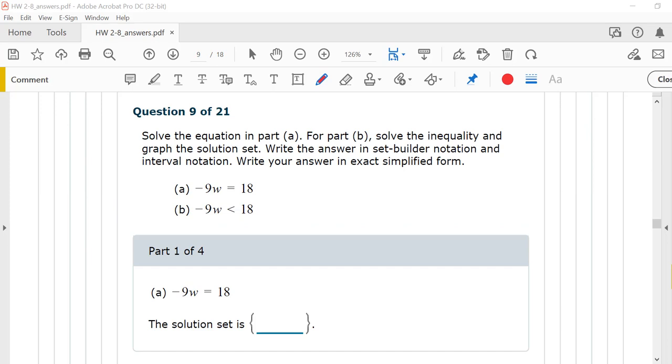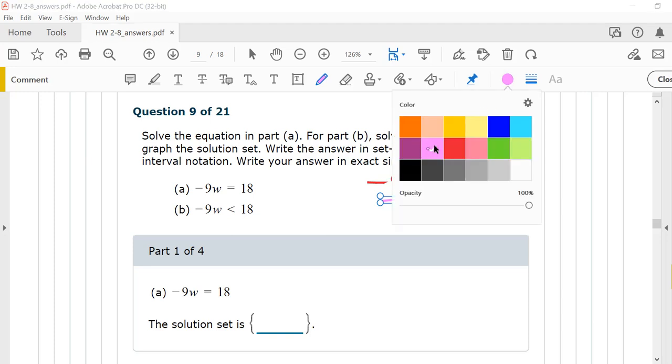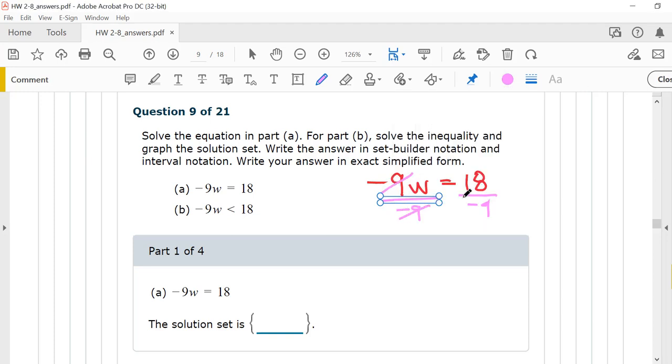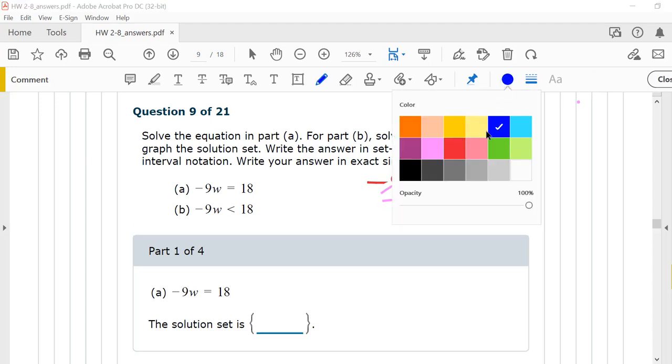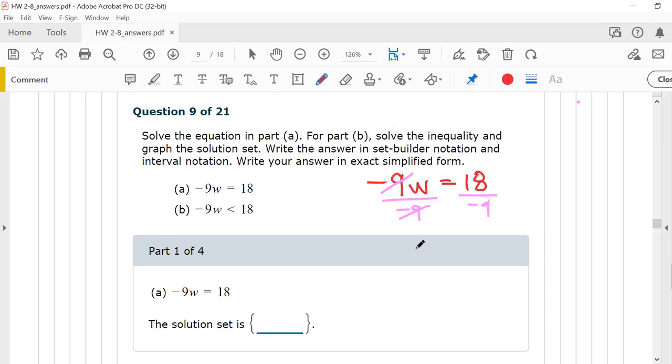Number 9, solve the equation in part A. I have negative 9w equals 18. To solve for w, I need to divide both sides by negative 9. Then I would have w equals negative 2. So the solution set is -2.